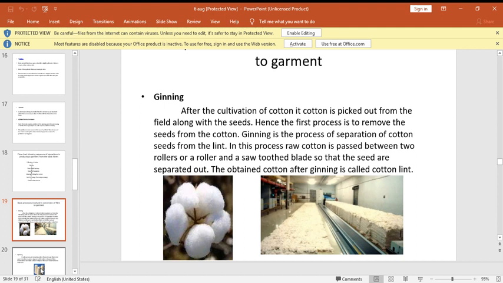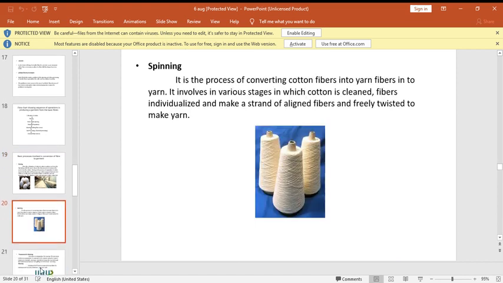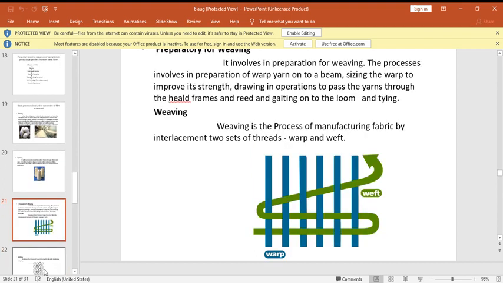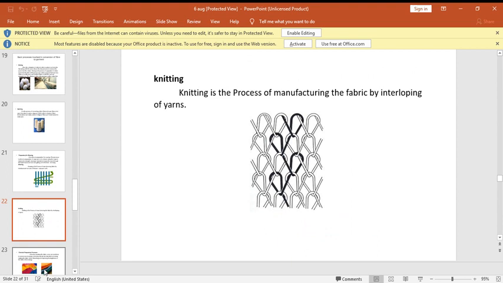First one is ginning. Ginning is nothing but the process of separation of cotton seed from the lint. So here you can see the cotton boll, and after separation of seed, the cotton lint. Then spinning. Spinning is converting fiber to yarn. Weaving is interlacement of warp and weft. You can see the picture also. Knitting is a process of manufacturing fabric by interlooping of the yarns.